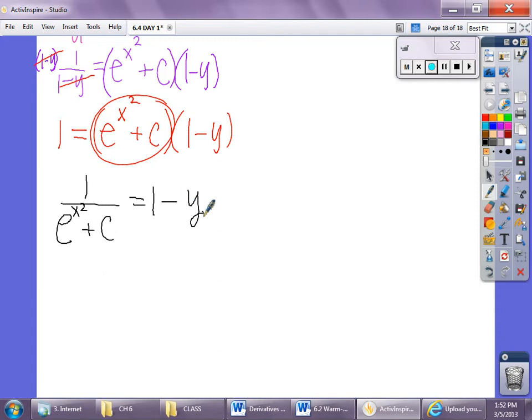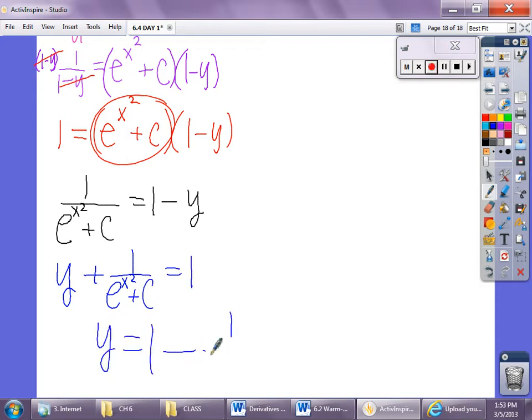And then I'm going to add y so that it's positive. So I'm going to add y to this side. So y plus 1 over e to the x squared plus c equals 1. And then I'm going to subtract that ugly term. Because here's what you can't do. Alright, so that is actually the solution.